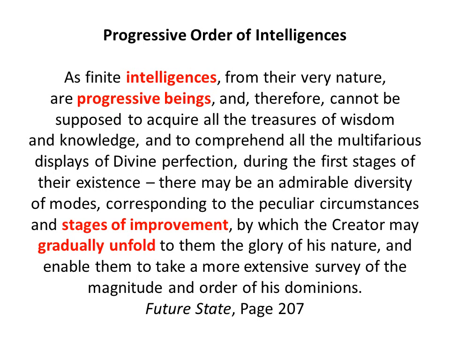And it says, "As finite intelligences from their very nature are progressive beings," so these intelligences are progressive beings, "and therefore cannot be supposed to acquire all the treasures of wisdom and knowledge, and to comprehend all the multifarious displays of divine perfection during the first stages of their existence." So maybe they'll have to go through more stages. "There may be an admirable diversity of modes corresponding to the peculiar circumstances and stages of improvement by which the Creator may gradually unfold," so gradually unfold the idea of eternal progression to them, "the glory of his nature, and enable them to take a more extensive survey of the magnitude and order of his dominions."